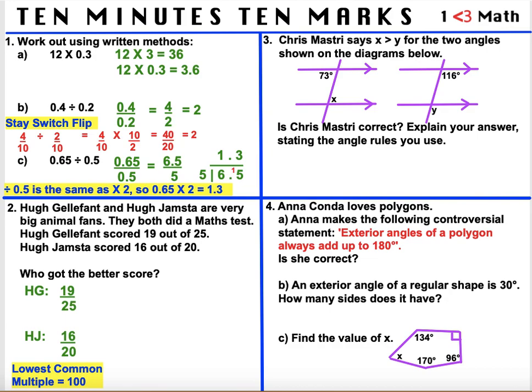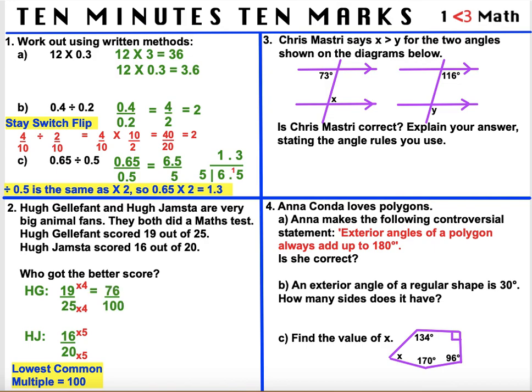So I'm going to look for the multipliers to create equivalent fractions with denominators of 100. 25 times 4 is 100, and 20 times 5 is 100. So I'm going to use times 4 top and bottom for the first fraction, times 5 top and bottom for the second fraction to find equivalent fractions that are more comparable.